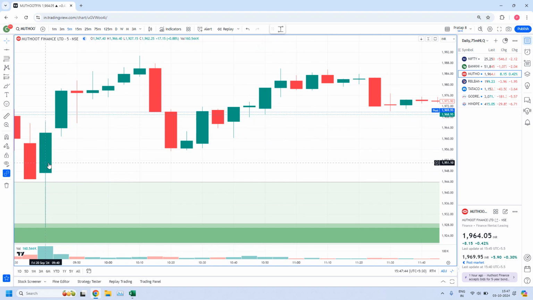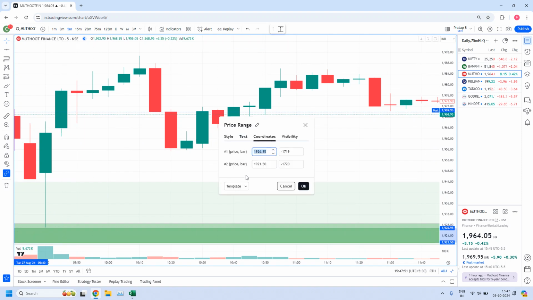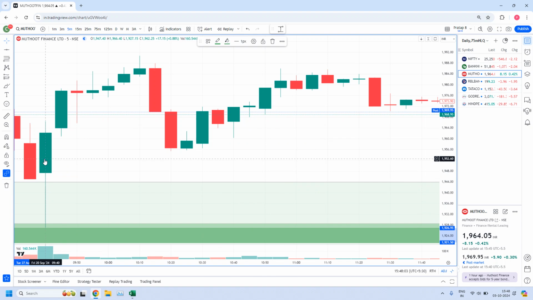See the low of this candle. Low of this candle is 1966.40 paisa. And what about the high of this candle? 50 paisa. 1921, sorry. 1926, 1926.95 paisa. This is 1927.15 paisa. So 20 paisa difference. This is 95 paisa, right? Yeah, with 20 paisa before, prices started moving.